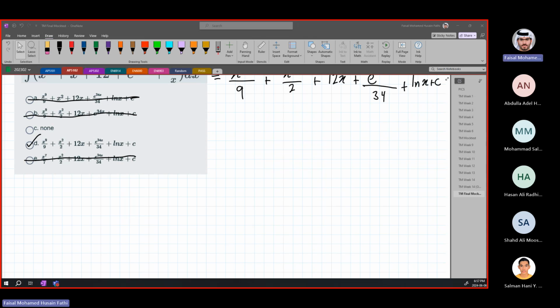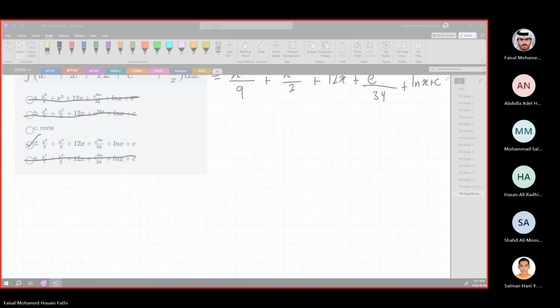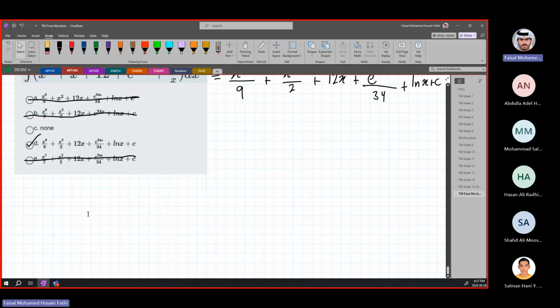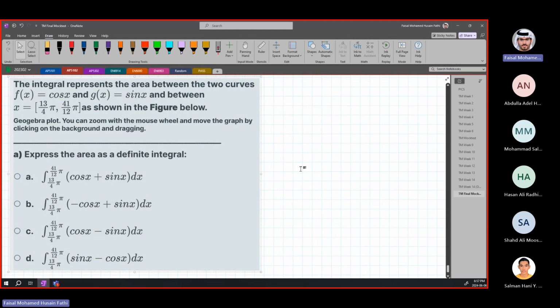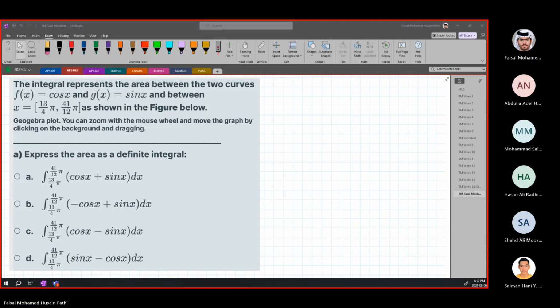Let's look at this question. This is an interesting question. So it says the integral represents the area between two curves of f of x cosine x and g of x sine of x, all right? Between x equal this much and this, as shown in the figure below. There is no figure shown. Oh, okay, there is a figure shown. You can zoom the mouse, move, okay? Express the area as a definite integral.